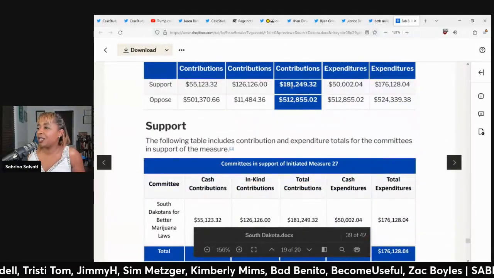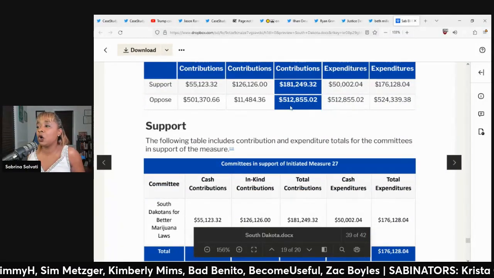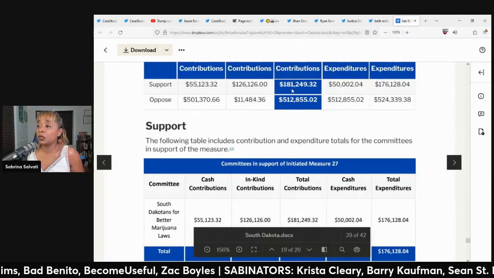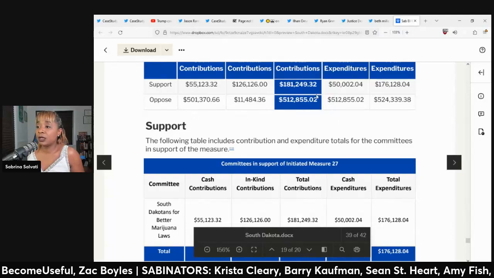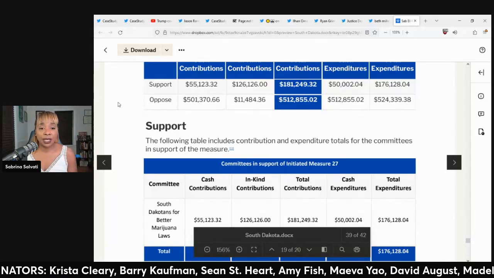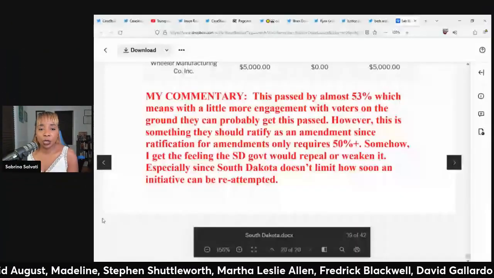How much money was spent to support it? Over 180,000. How much was spent to oppose it? Over 500,000. And again, it usually goes towards the position where the most money was spent. And as you can see, it did not pass. Very interesting. South Dakota.